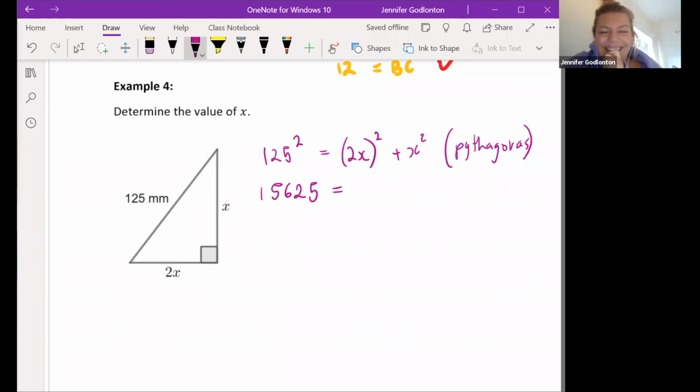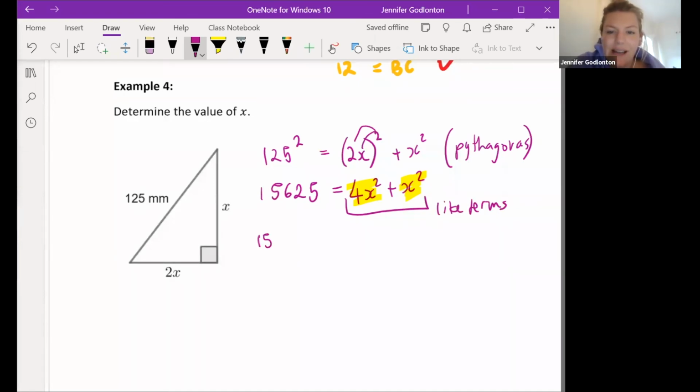Ma'am, and then would you times the 2 inside the bracket? Yeah, that square needs to go into both of them. So what would 2 squared be? Ma'am, 4. Good, and x squared. Plus x squared, cool. What would my next line look like? Ma'am, would you divide by the x squared on both sides? What can I do with those two sides? What are those two things? Ma'am, they're like terms. Yes. And what do we do? You can add. Good. So let's add them together. What would we get? 5x squared.